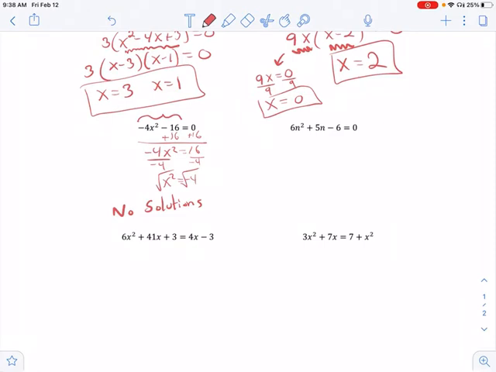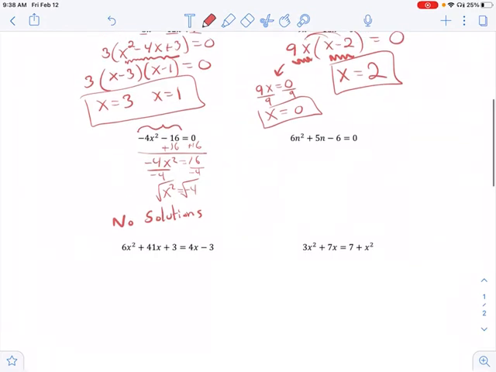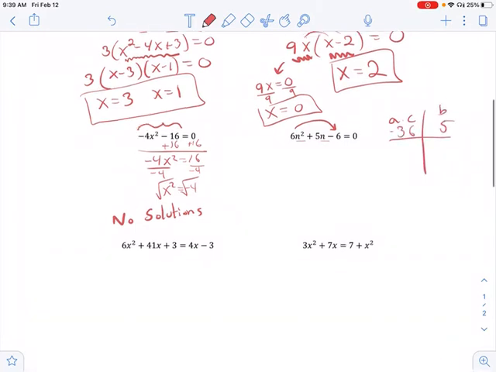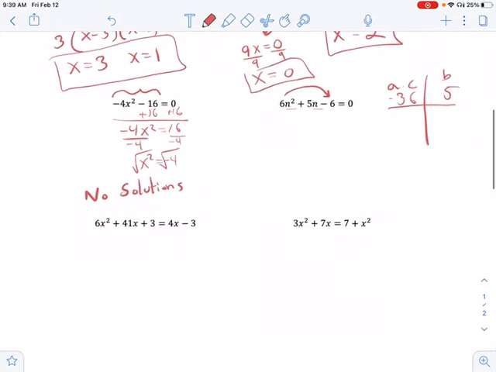All right, I've got 6n squared plus 5n minus 6. I have an n squared term and an n term, so that means I'm going to need to factor. I don't have any common factors, so this is where we use that strategy. I'm going to do a times c, which gives me negative 36, trying to get to my b value, which is 5, and let's see what I can come up with for my factors.